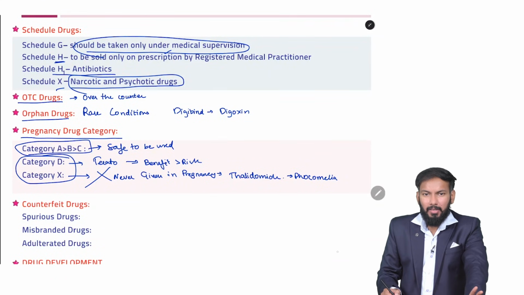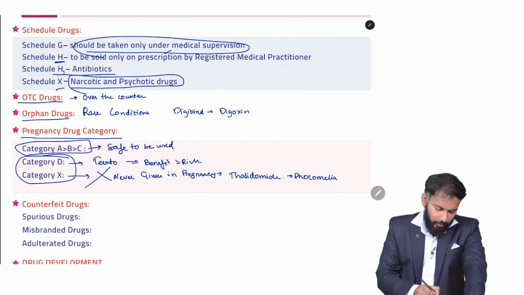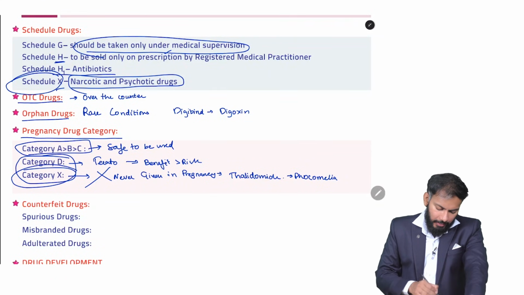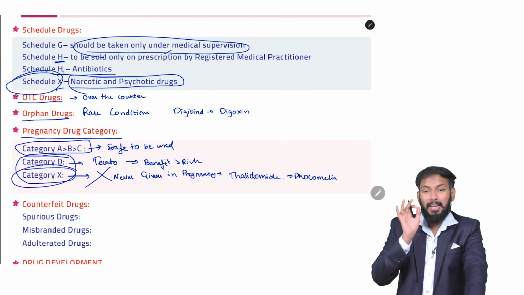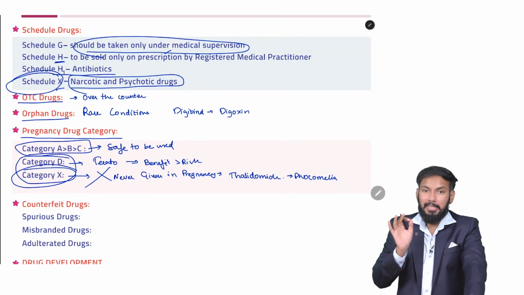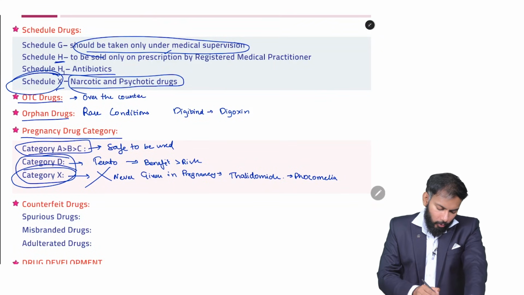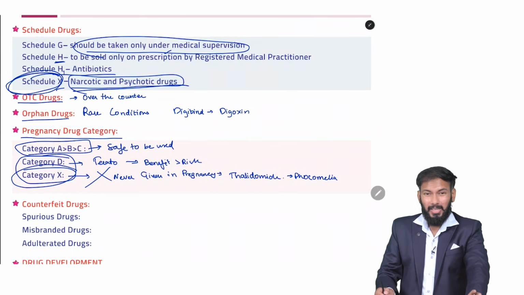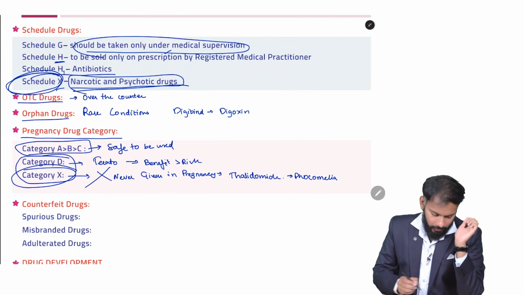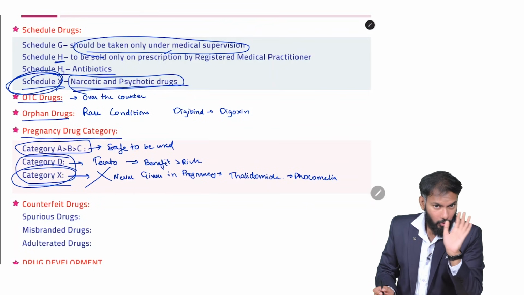What will the examiner try to do? They will try to confuse you between Schedule X and Category X. Please don't get confused. Category X is for pregnancy categories. Schedule X is for narcotic drugs. Please try to understand this subtle difference. Schedule X and Category X are not the same.